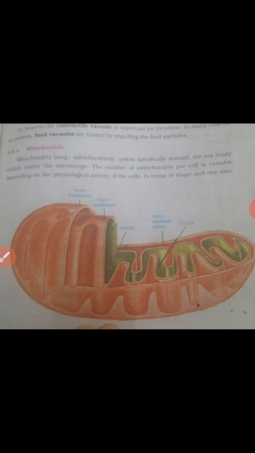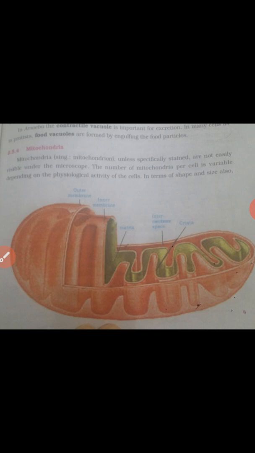Mitochondria were first discovered by Kolliker in the muscle cell. Remember this point, people: Kolliker in the muscle cells. Altman named them as bioplasts. The term mitochondria was coined by Benda. Who coined the term mitochondria? Benda. They are present in all eukaryotic cells.